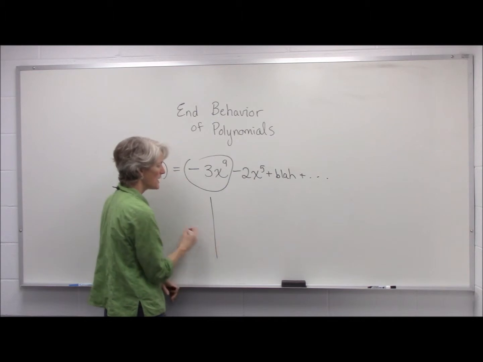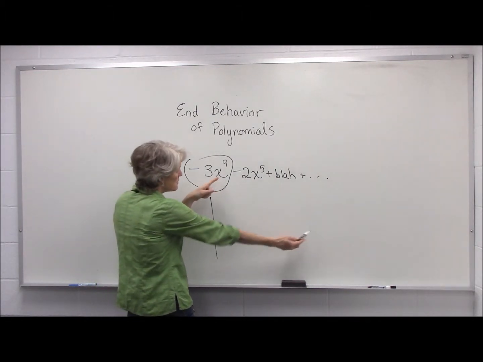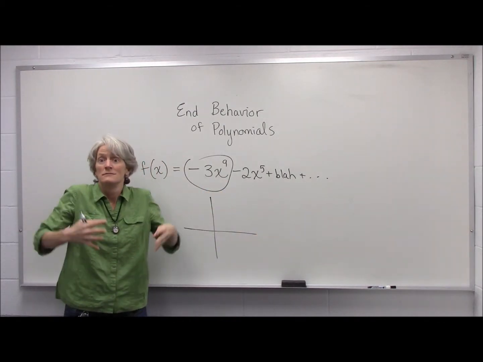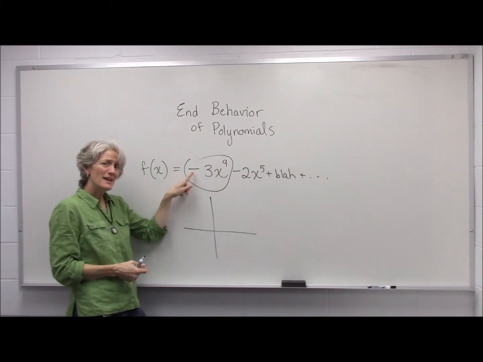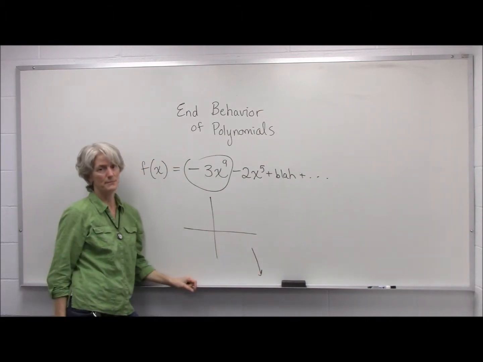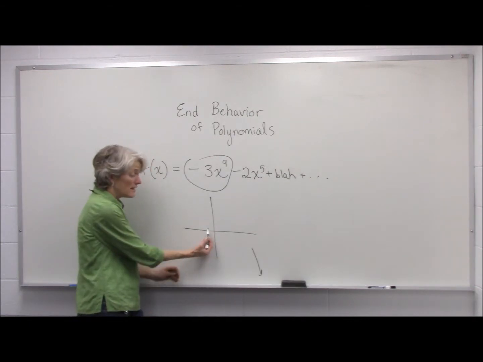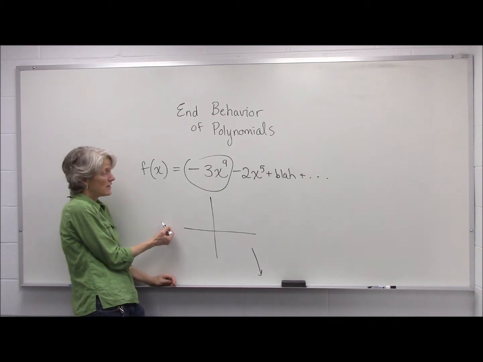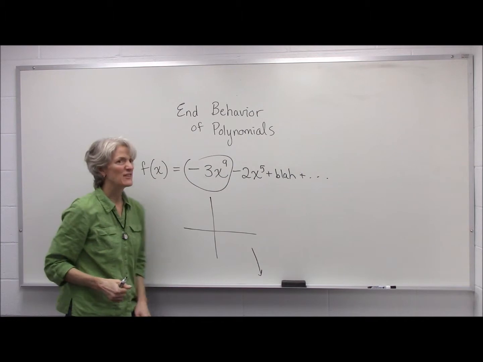So let's just think about what happens. If I'm plugging in a 10, 100, a million, a billion to the ninth is something really big and positive. But then I'm multiplying it by -3, so that means it's going to be really, really negative. My end behavior is going down as my x is getting bigger. Okay, let's think about what happens as my x is getting smaller. I'm approaching negative infinity. Think about plugging in a negative million. What's a negative million to the ninth?